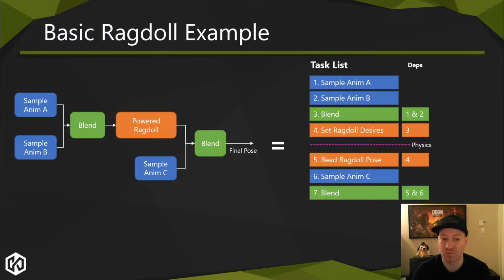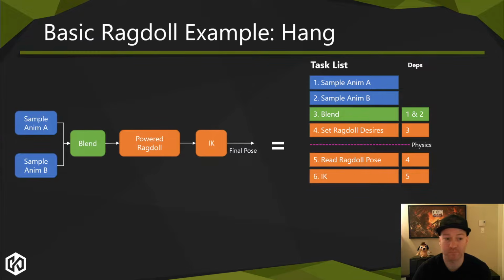So what happens in the task is that we will have that powered Ragdoll node register two tasks, one that runs pre-physics and one that runs post-physics. And then that splits our task list around the physics tick, which again, this part is relatively self-explanatory. And as I said, you can just chain IK on there, whatever blends you want to do, it doesn't matter. It just runs as part of the graph.